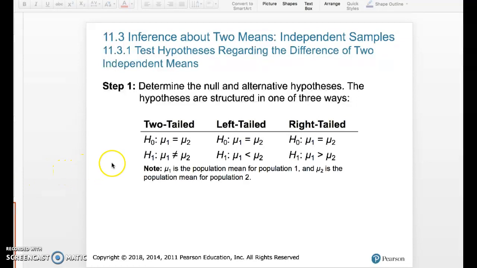Just like our previous hypothesis test, we can have two-tailed, left-tailed, or right-tailed. The big contrast with 11.2 is that instead of having mu sub d, the mean of the differences, we have mu1 and mu2. So in every case with the null hypothesis, we start off by assuming there's no difference between the two data sets. Then, depending on the researcher's claim, we could either say there's a difference, they're not equal, mean 1 is less than mean 2, mean 1 is greater than mean 2.